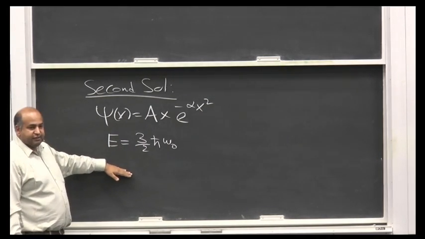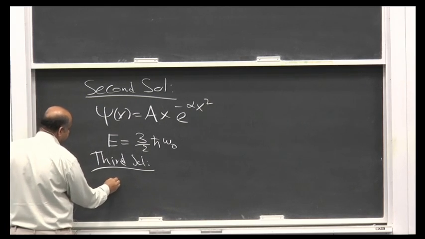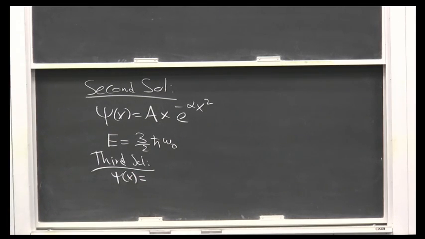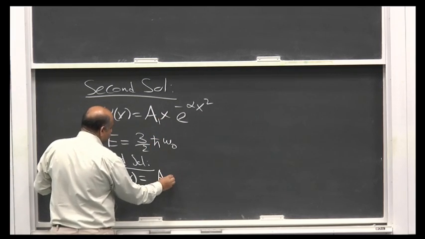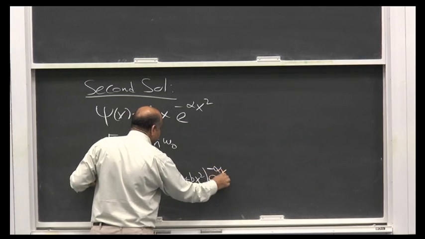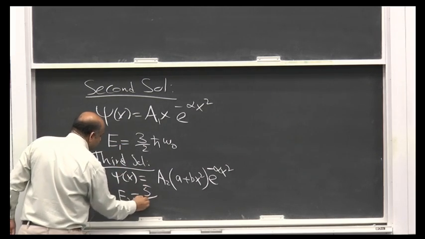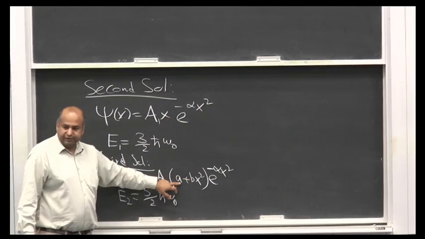Similarly, if you talk about the next solution, the third solution: in the quantum well, how many solutions were there? Recall. Infinite. n is 1, 2, 3, 4, 5. It can go to any value. So we have infinite solutions here. So psi of x is some constant, let's call it 1, 2. This is actually some a plus bx squared, times e to the minus alpha x squared, and its energy, when you find it, let me call it 1, 2, is 5/2 h omega naught, and so on. Here too there are constants which you can find by substituting in the equation.